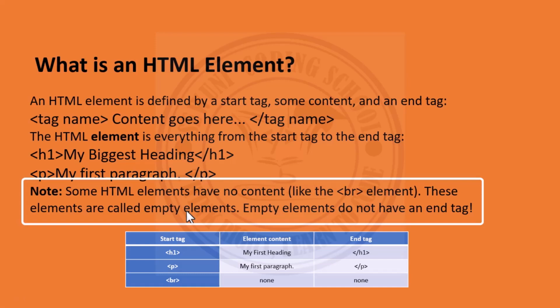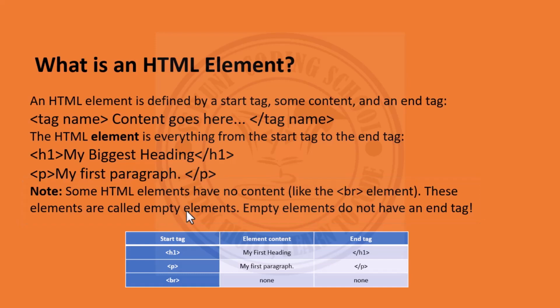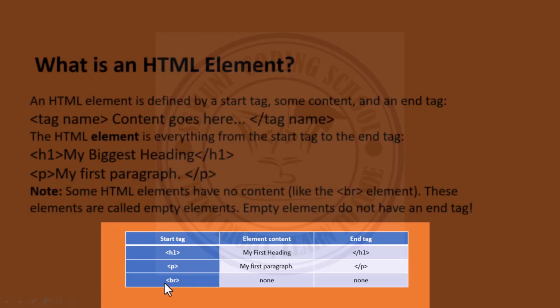They do not have end tags because they do not have any content in between. So these are some examples: H1, P, BR. This one represents the heading H1. This one represents a paragraph, and this one has no content in between it, so therefore it has no end tag.